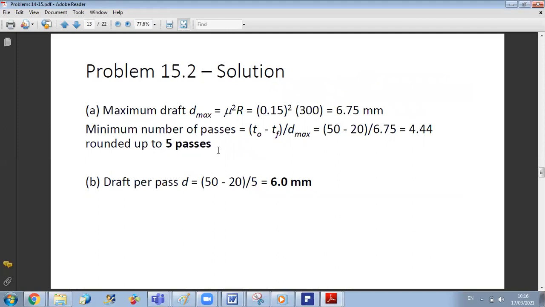And since I will do passes of equal draft, I will tune my equipment in a way to have per pass a draft of the total over 5. If you divide the total draft by the number of passes required, you get that you need to have 6 millimeters per pass, a draft of 6 millimeters per pass. Okay. Yes, we always round up, always, of course. Okay, so I cannot keep it with a number after the comma, so it should be a rounded number.